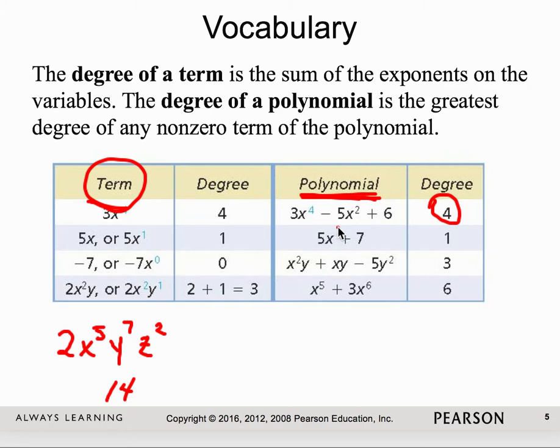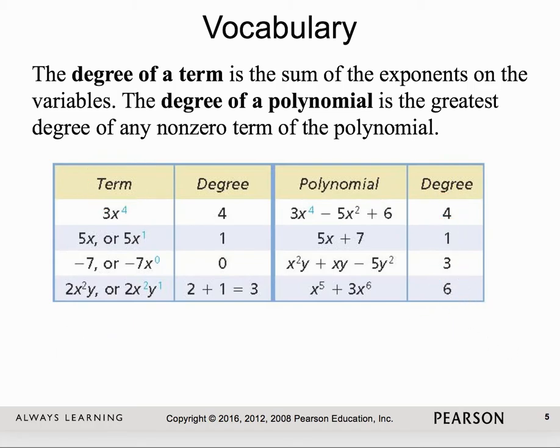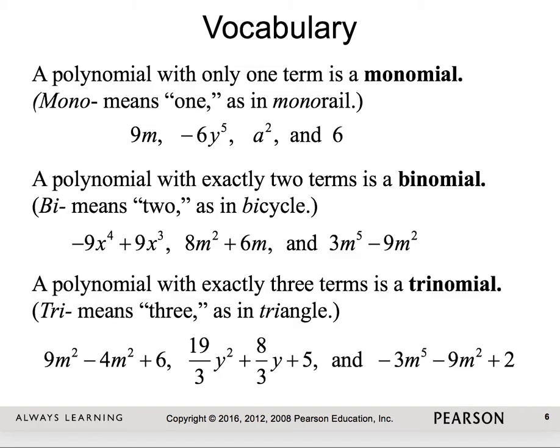This degree is 1, 0, so it's a first degree. These have degrees of 3, 2, and 2, so it's a third degree. So this has a degree of 5 and a degree of 6, so the polynomial is a degree of 6. So for polynomials, you just choose the term with the largest degree.